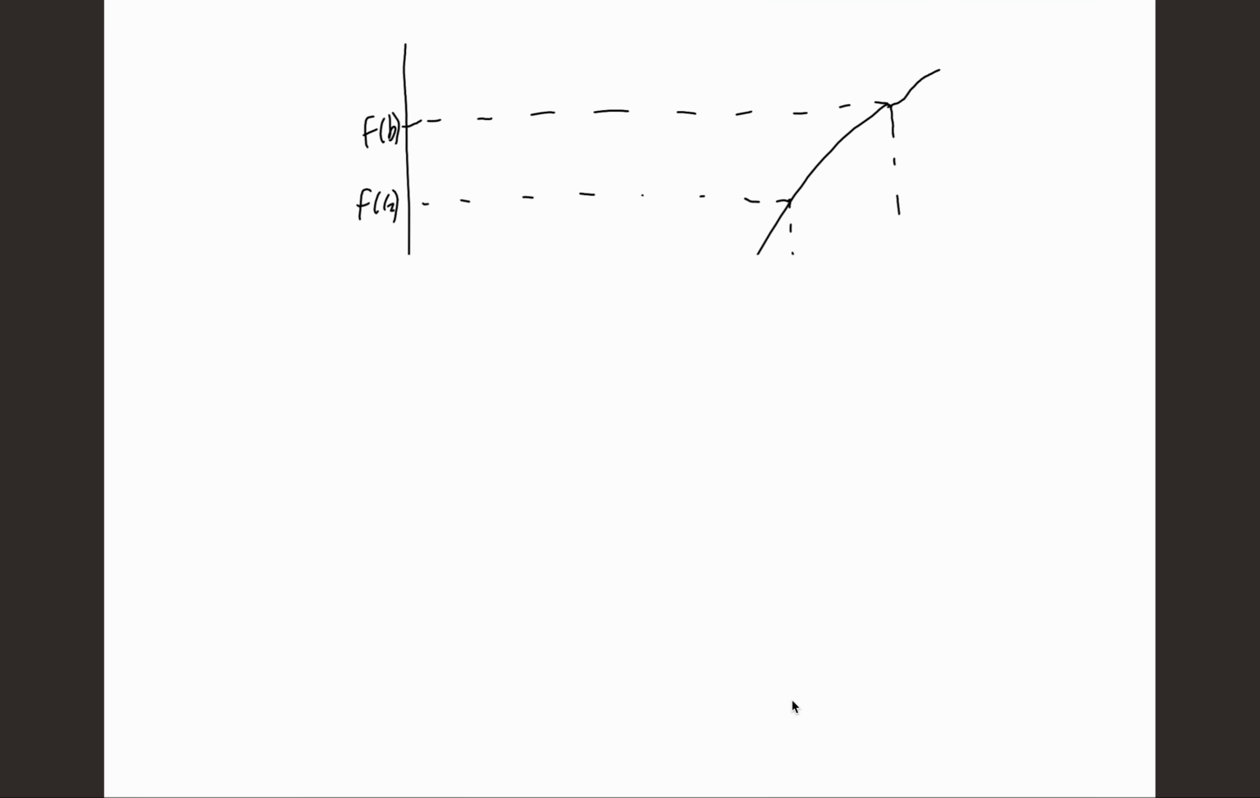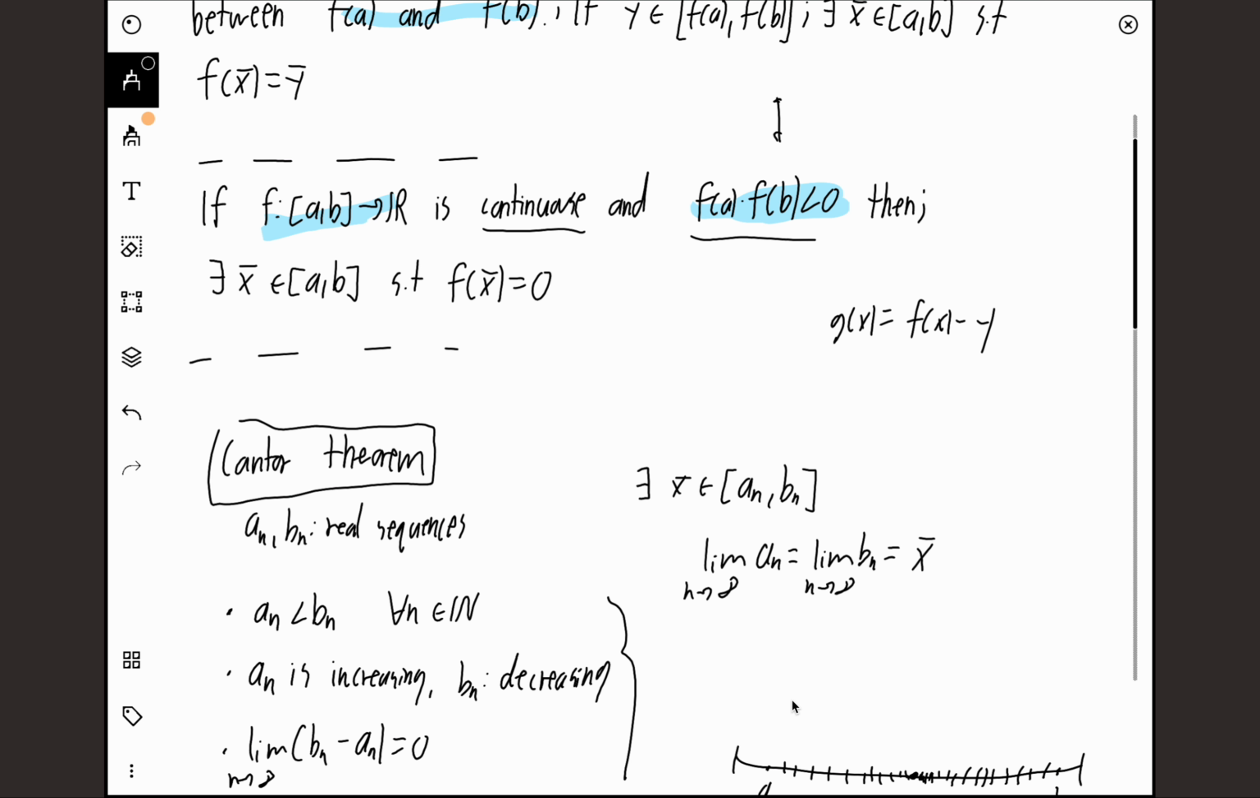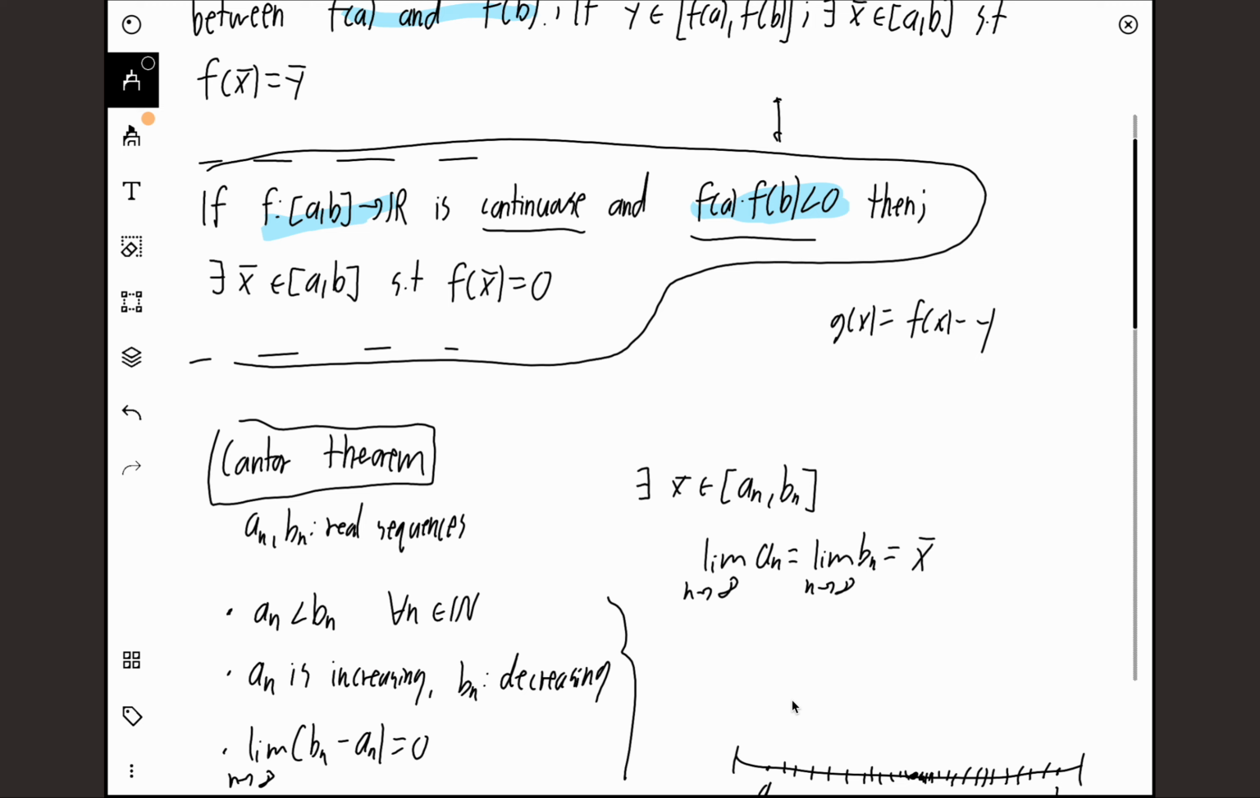And by proving this statement, it's the same thing as proving the initial statement. We can just change the definition of the function. So with this, we prove the intermediate value theorem, or Bolzano's theorem.